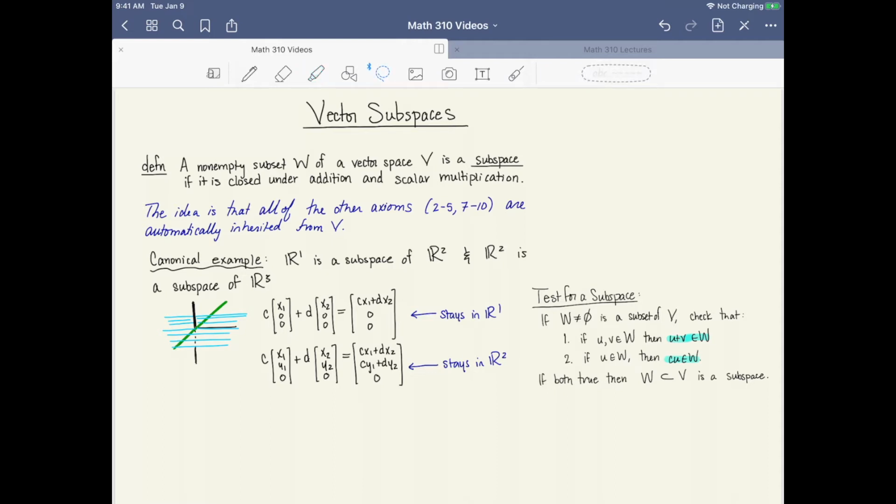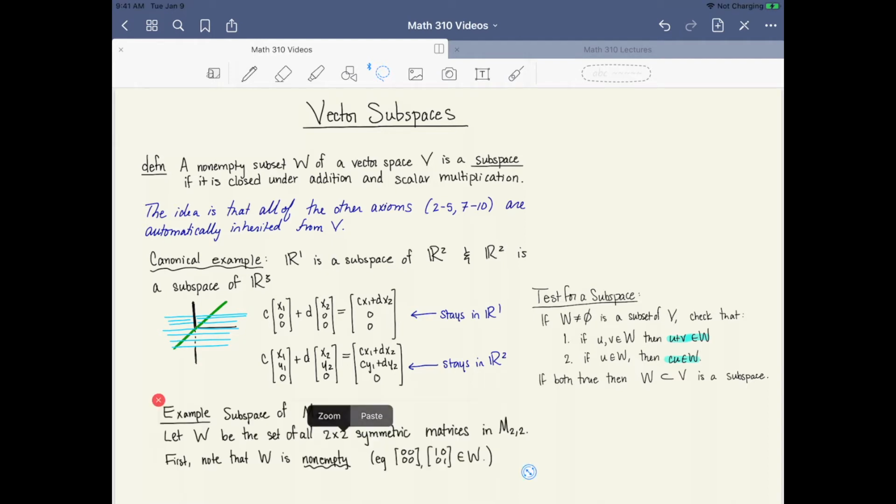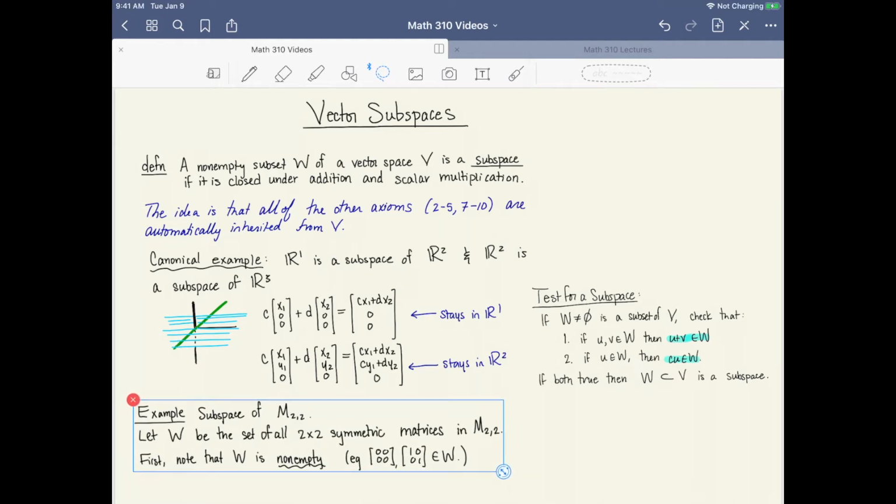So why don't we look at a vector subspace of the vector space that's comprised of 2 by 2 matrices. So we know from our previous discussion that the space of 2 by 2 matrices is a vector space. You can add 2 by 2 matrices together and get another 2 by 2 matrix. You can do scalar multiplication, and all of the other axioms are going to be satisfied. Now we're going to take a subset of M22. This is matrices that are 2 by 2. And we want to restrict to the symmetric matrices, so only things that are symmetric.